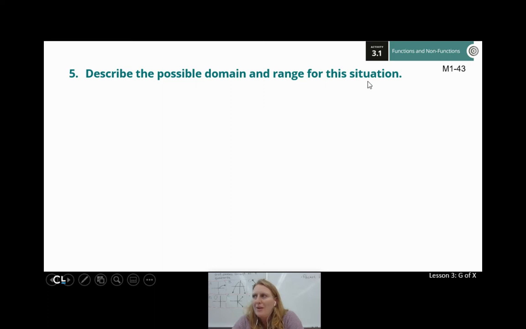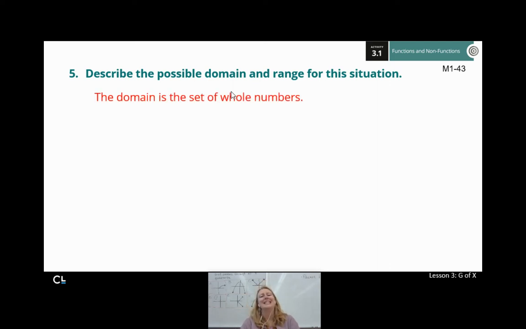So let's start with the domain. The domain was t-shirts, right? The number of t-shirts. You either buy a t-shirt or you don't buy a shirt, right? Like you don't buy part of a shirt. That's weird. Maybe some people do. I don't. So I'm going to say the domain is the set of whole numbers, right? 0, 1, 2, 3, 4, 5, 6, 7, 8, 9, 10, up forever and ever. That's my domain because that's the number of t-shirts I would buy.